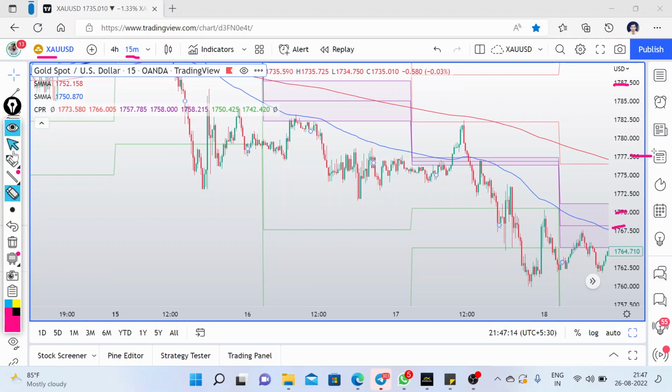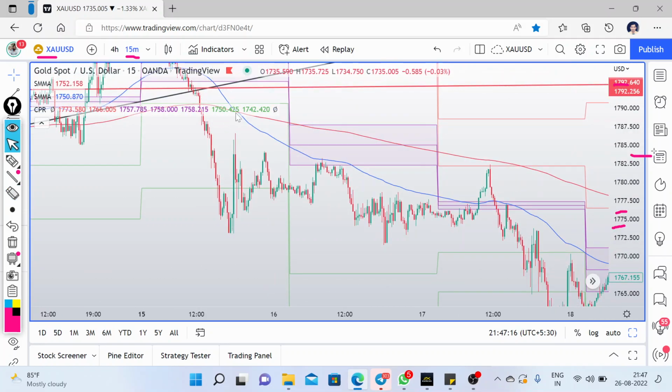What you have to do: this crossover already happened on this date. So for the next day you have to think about the sell, because we have a crossover on the sell side. Now you just have to look for the sell entries only.